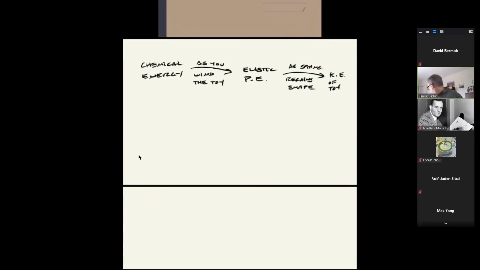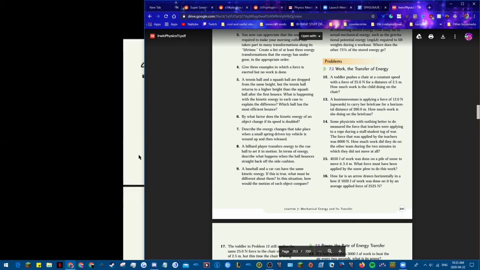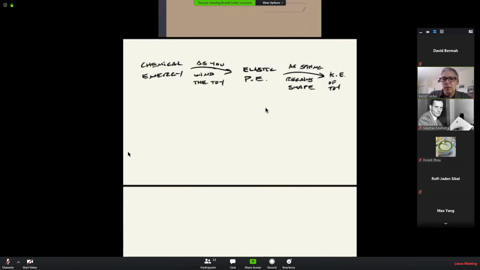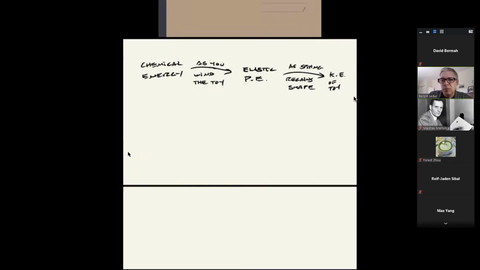Okay, next one. A billiard ball transfers energy to the cue ball to set it in motion. In terms of energy, describe what happens when the ball bounces straight back off the side cushion. So we're going to start with the ball already in motion here. At some point we have to start somewhere. So would anyone like to share their answer for number 8? Yes, Max.